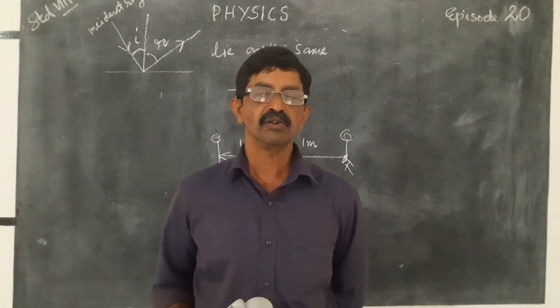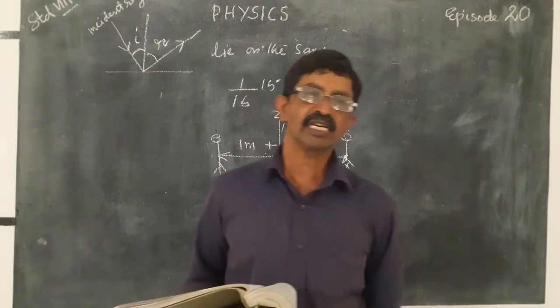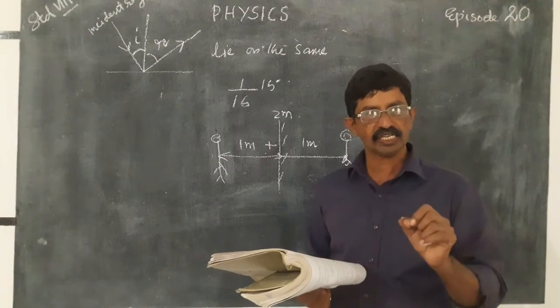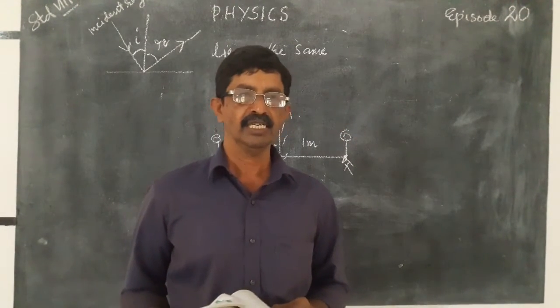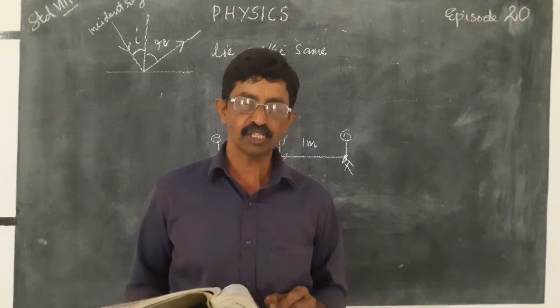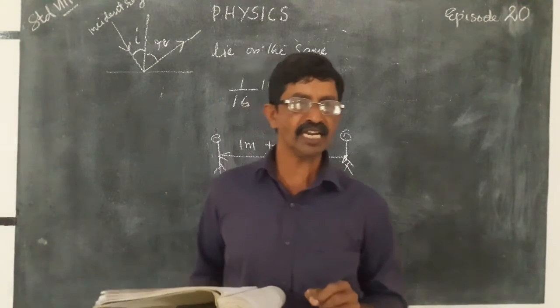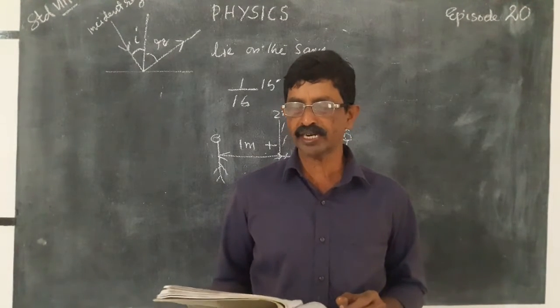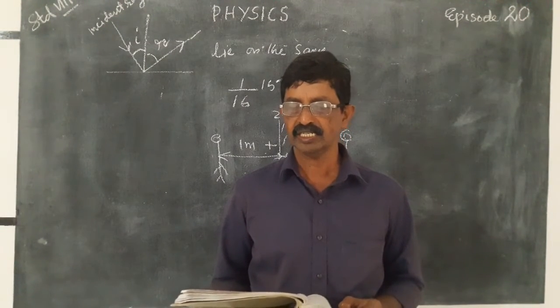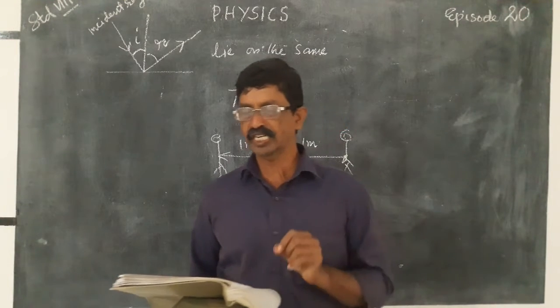We know too much bright light and also too dim light are harmful to our eye. Light from the laser torch is too bright, so it is harmful to our eye. That is the reason. Up to this we discussed in our previous class.